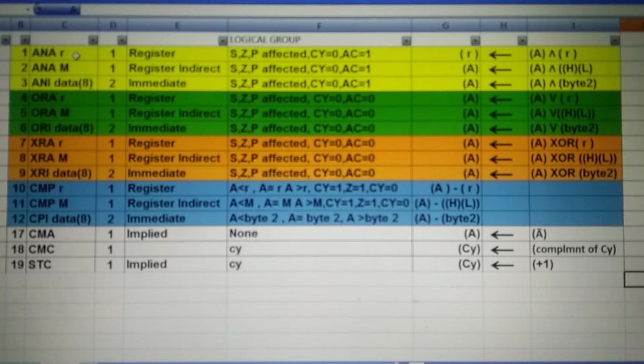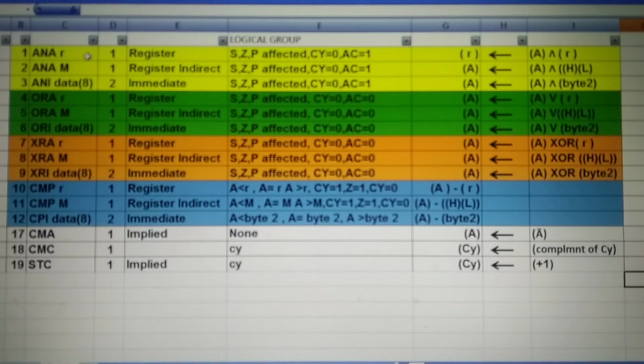Whenever R is there, addressing mode is register. Whenever M is there, addressing mode is register indirect. And whenever data 8, that is byte 2, is there, addressing mode is immediate.